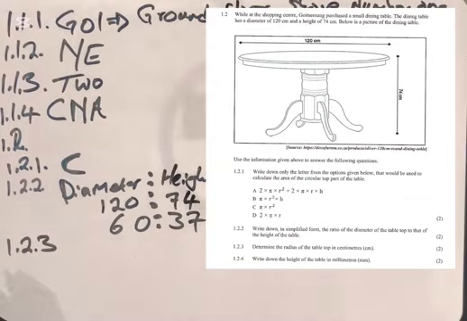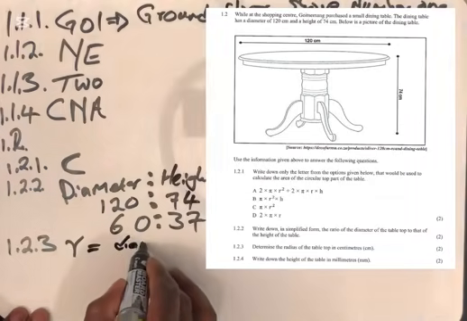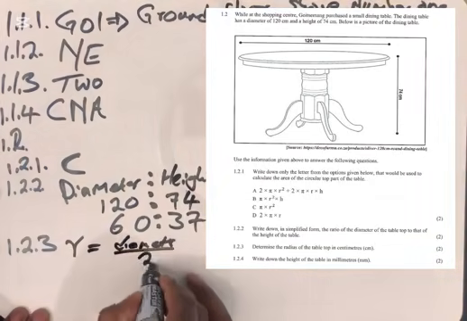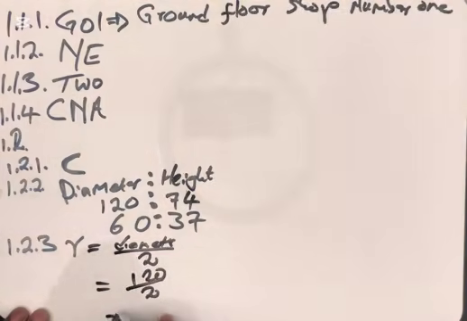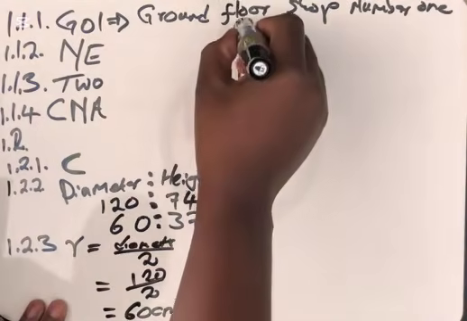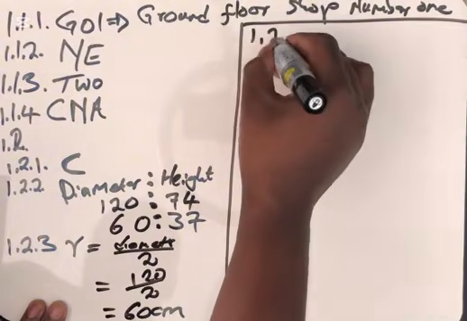1.2.3 says determine the radius of the tabletop in centimeters. We know that radius is equal to diameter divided by 2. In this case, our diameter is 120, divided by 2. 120 divided by 2, we know that is 60 centimeters. And then it means that our radius is 60 centimeters. We move to the next question. I'll be writing it here because of space, which is 1.2.4.